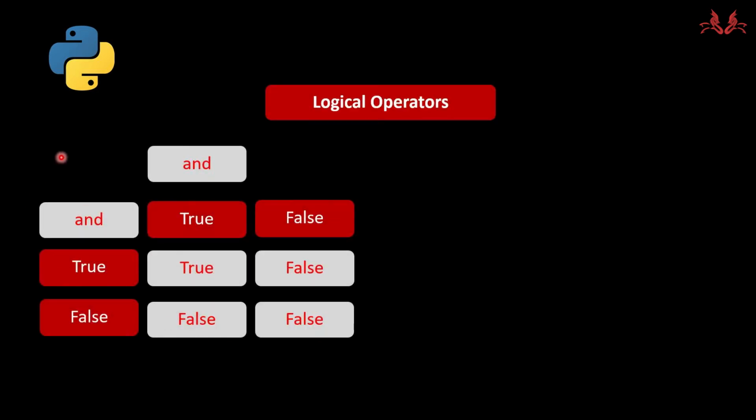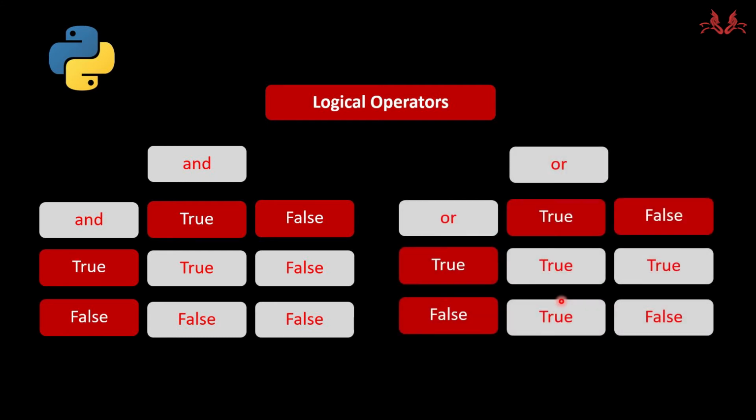This is the AND logical operator. True and true is true, false and true is false, true and false is false, false and false is false. And let's go on and take a look at the OR logical operator. As you can see, true or true is true, false or true is true, true or false is true, and false or false is false. It is very simple, right?